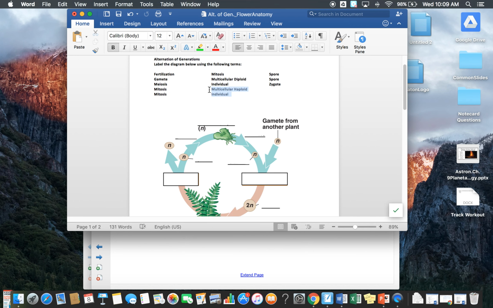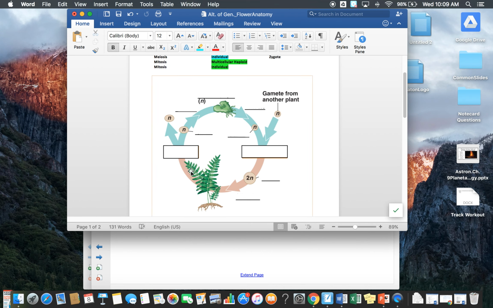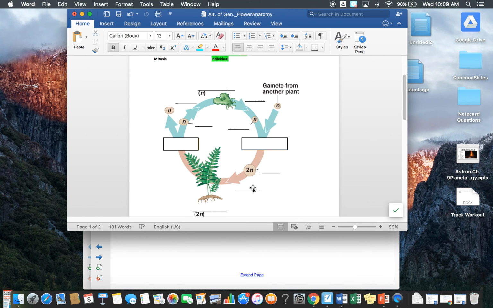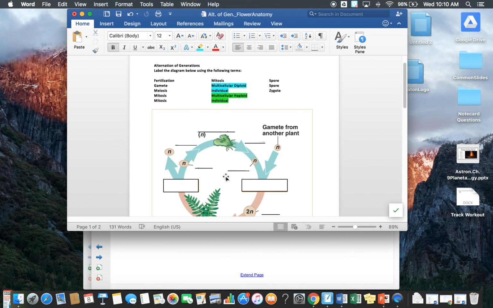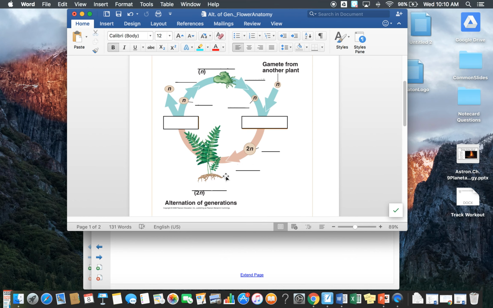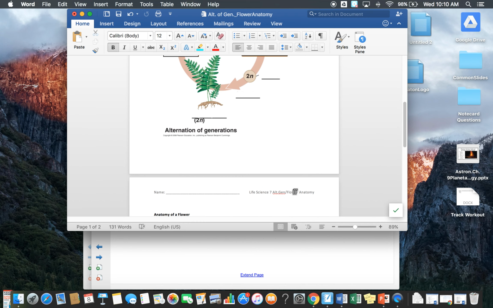I want to stress that this right here is one term, and this, I'll flip to a different color here, is another term. It scooted down, so it looks like, oh, multicellular diploid, and then you have individual. No, this is all one, and this is all one. And remember, haploid is N, and diploid is 2N. If I were you, I would focus on these being processes, and these being actual parts, and I would save your mitosis for last, because you're going to use mitosis 3 times. So figure out all the other parts, and then fill in mitosis later.